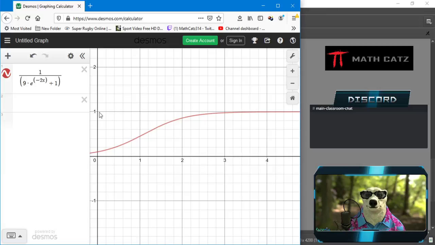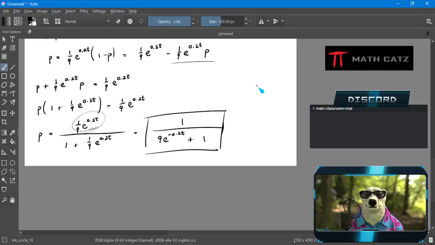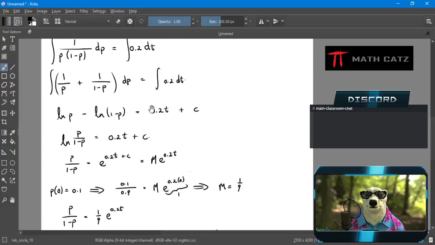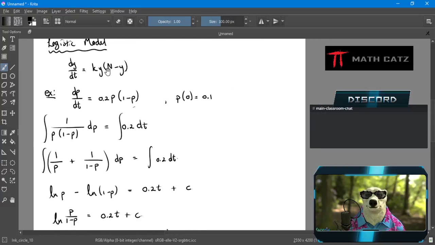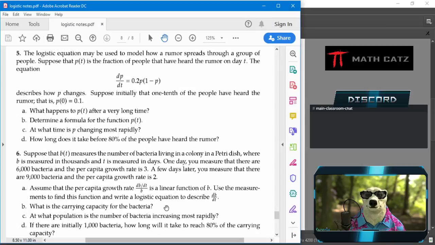My capacity here, I see long term, is my 1, which is 100%. So we can write that down, but you can see it here. The capacity is 1, and that made total sense because our capacity was built in there, and that is the 1 for 100%. What other questions do they ask here?